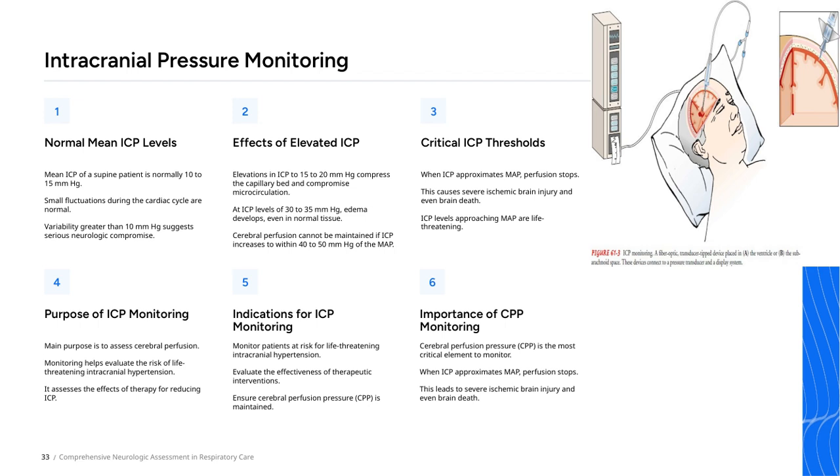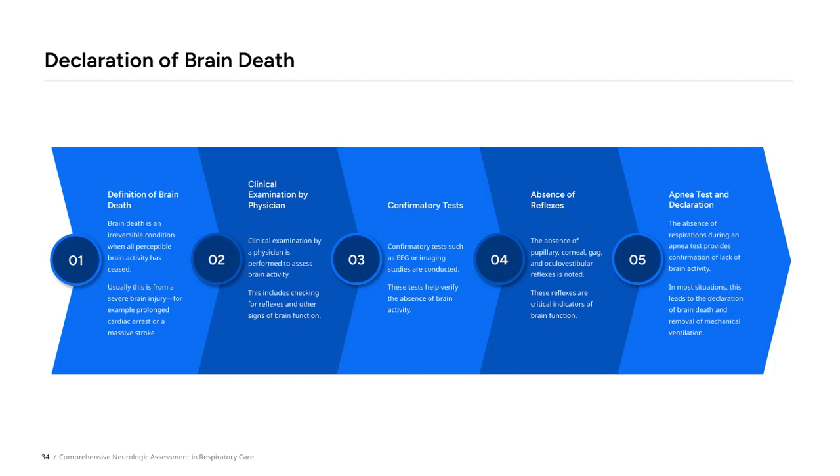Small fluctuations during the cardiac cycle are normal, but if variability exceeds 10 mmHg, it signals serious neurologic compromise that requires prompt attention. Understanding these levels and thresholds helps us better manage patients with potential intracranial hypertension, safeguarding brain function while providing respiratory support. Let's talk about the declaration of brain death.